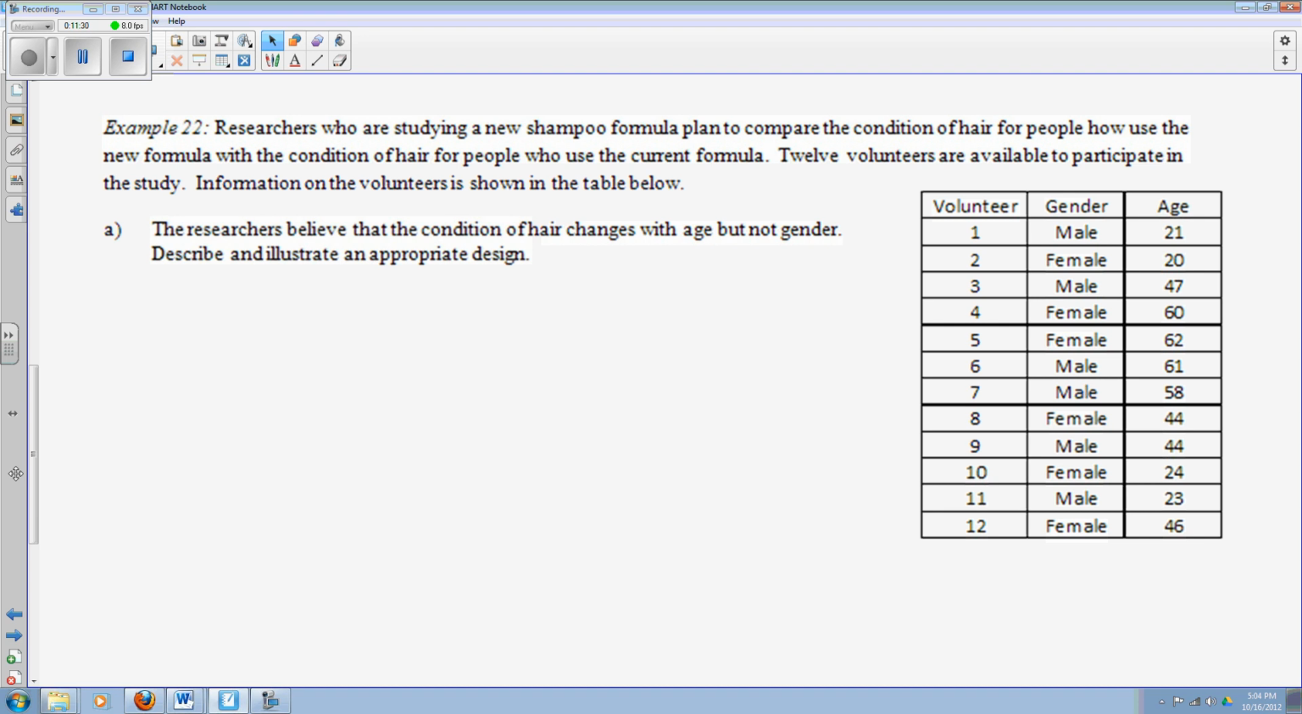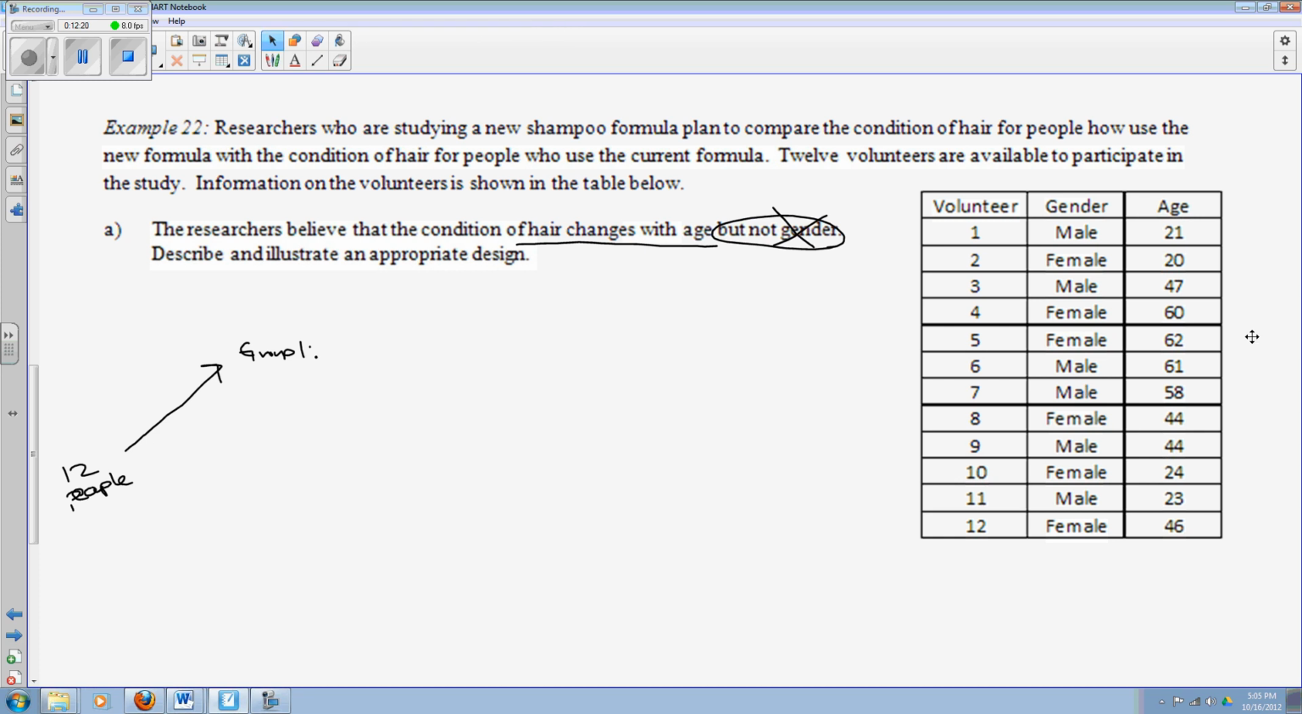Okay, so this is kind of a key thing, that the hair changes with age but not with gender. So are we concerned about gender in this column over here? Not at all. We don't think gender is a factor. What we do need to control for is age. So we want people to be paired up who are similar ages. So we are going to take the 12 people and we are going to pair them up. And I'll just write this as group 1. So we want to look at people who are similar ages.